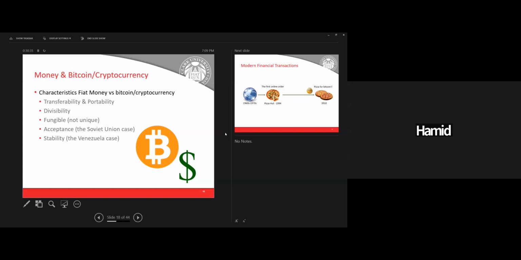So with the decentralized blockchain, you can send directly from one person to another without any intermediary parties.